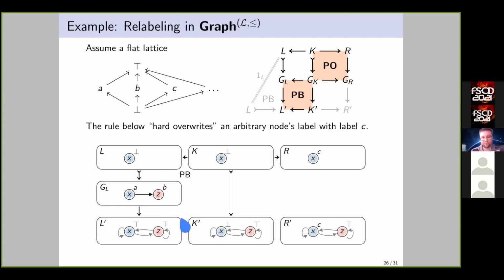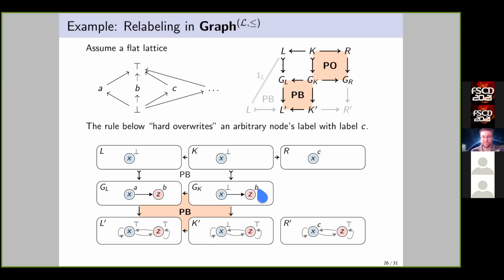Now, if we compute the pullback here, this graph K prime is almost the same as L prime. The only difference is that we have here a bottom, whereas here's a top. So the pullback computes the infimum on the labels. The infimum of A and bottom will give us bottom, so the label is erased. And the infimum of B and top gives us B, so the label is preserved. So we can use bottom in K prime to erase labels, and we can use top in K prime to preserve labels.